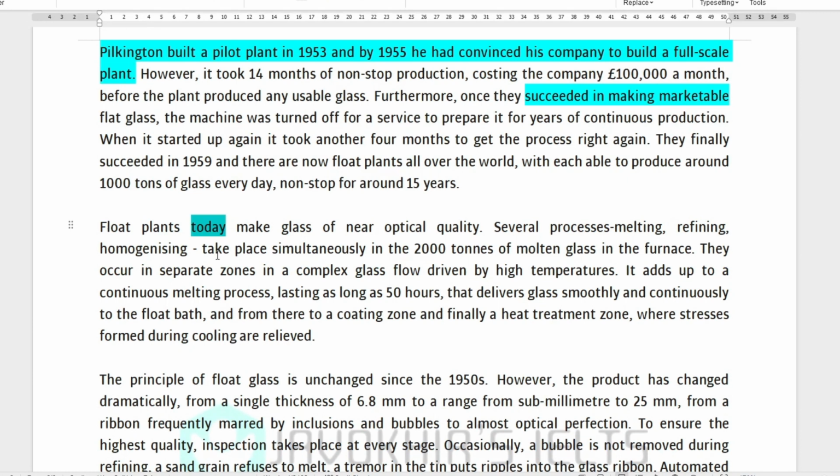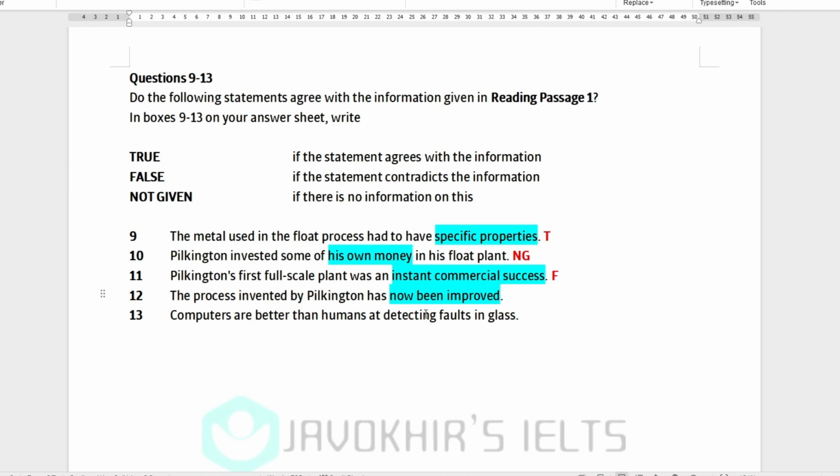It adds up to a continuous melting process. And it's saying several processes: melting, refining, homogenizing, are used in this process of delivering glass smoothly and continuously to the float bath. So from there to a coating zone and finally a heat treatment zone where stresses formed during cooling are relieved. So today, of course, it's refining. The process invented by Pilkington has now been improved. Yes, the correct option is true.